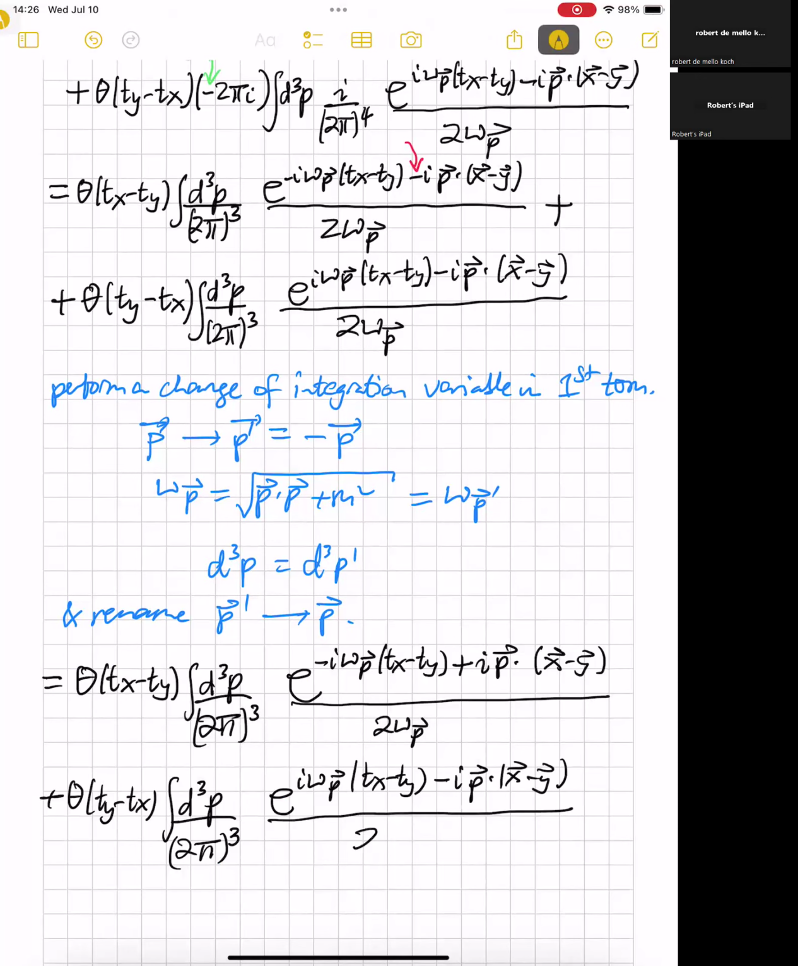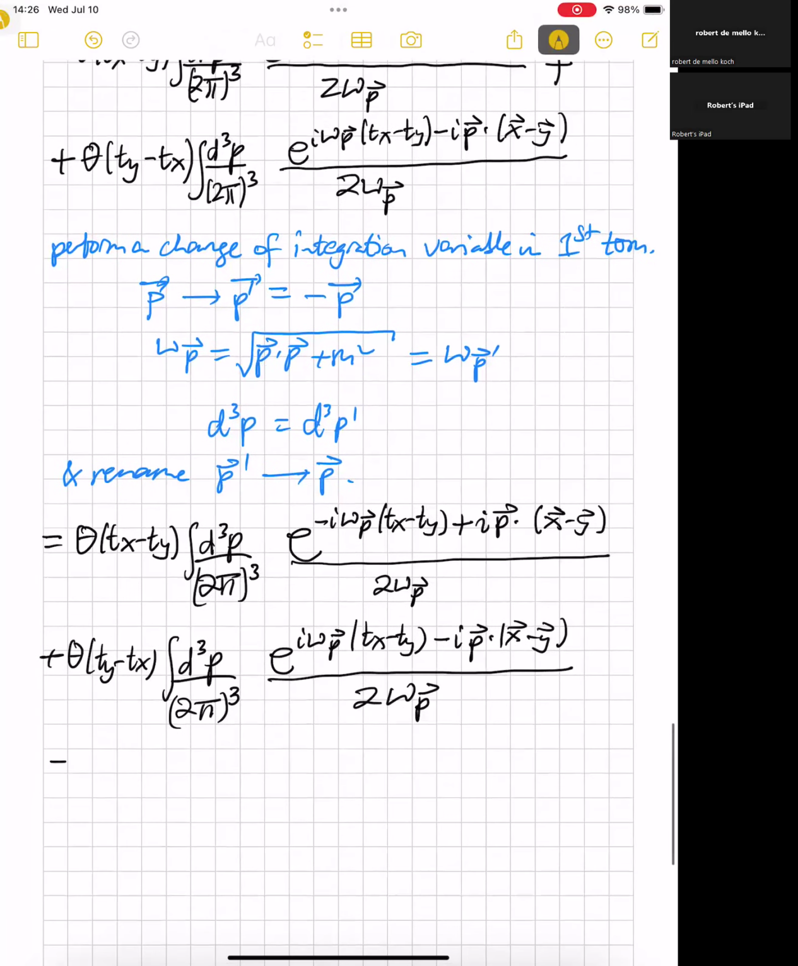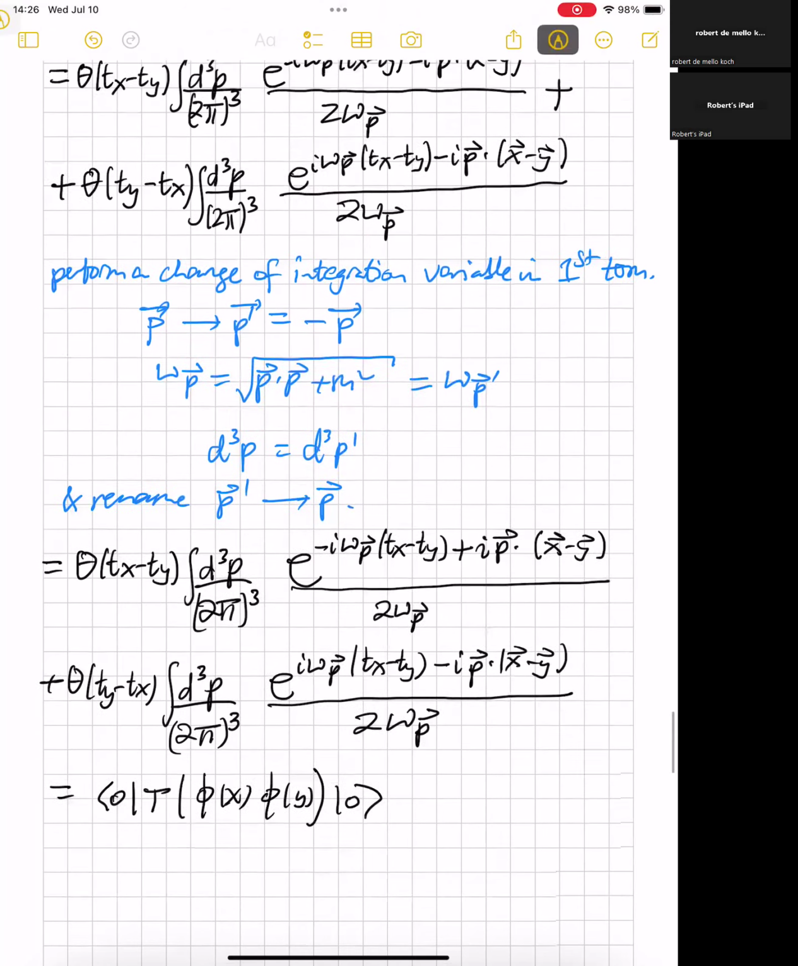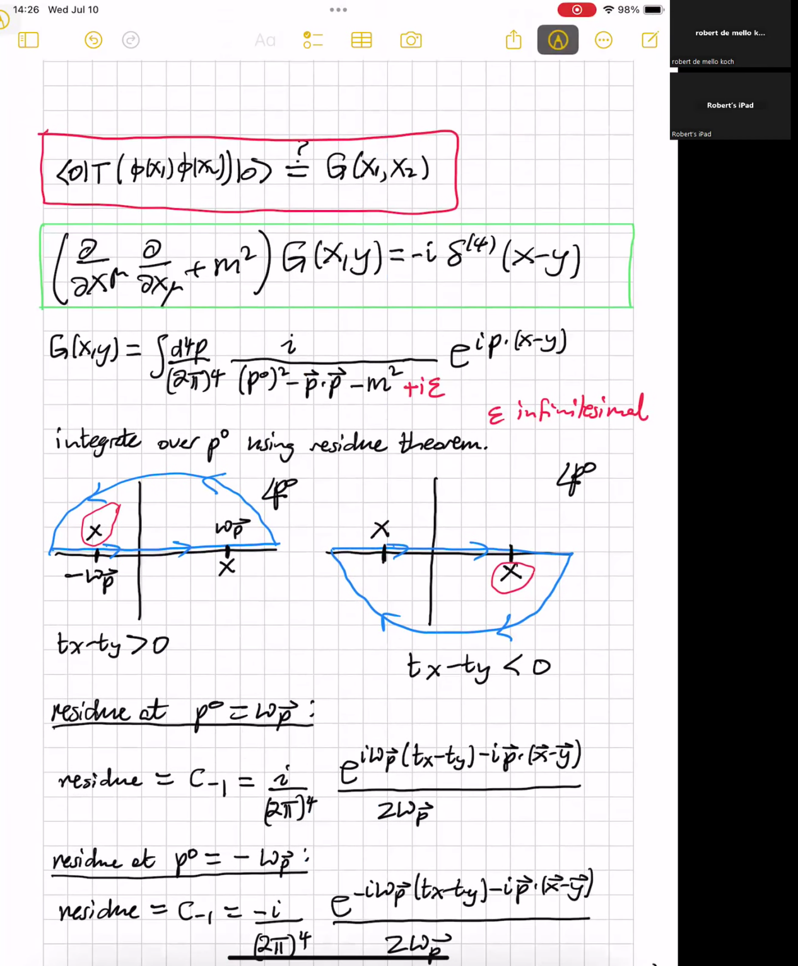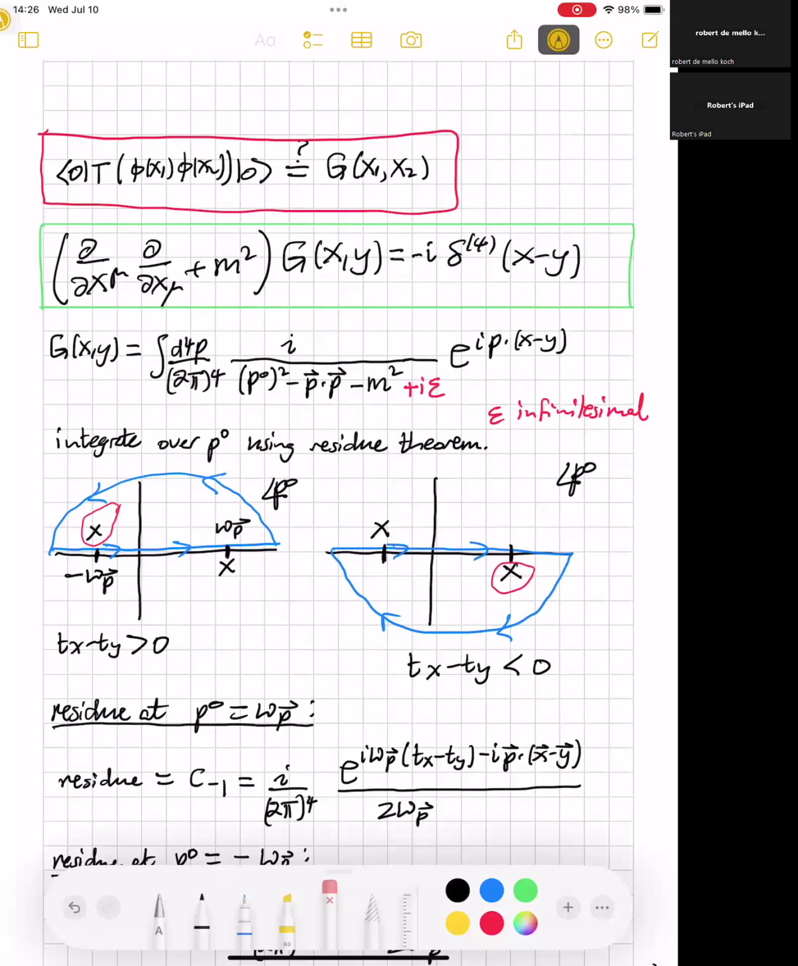over 2 omega_p. And if you look back at your notes, this is exactly the time-ordered correlation function of phi of x, phi of y, as we calculated it previously. So what that means is this is no longer a question. In fact, this is an equality. So the time-ordered two-point function really does agree with the Green's function.